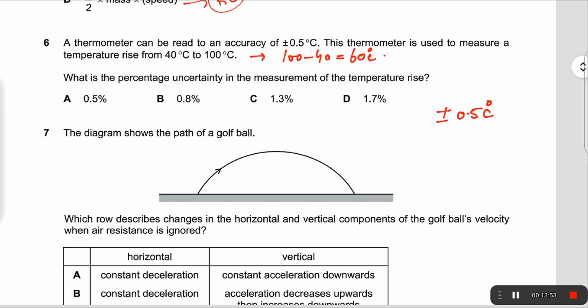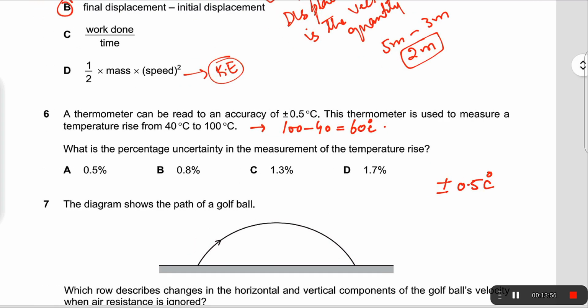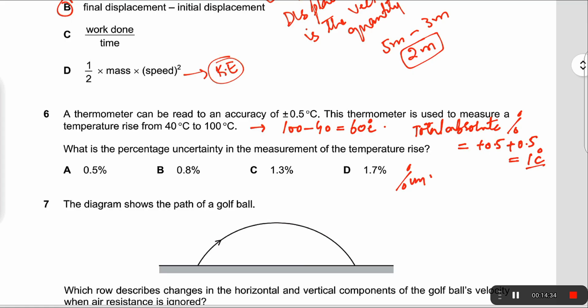First of all, we will find the total absolute uncertainty. How much is the total absolute uncertainty? It is plus 0.5 plus 0.5, that is 1 degree. And now he is actually asking for percentage uncertainty. Percentage uncertainty has a definite formula.